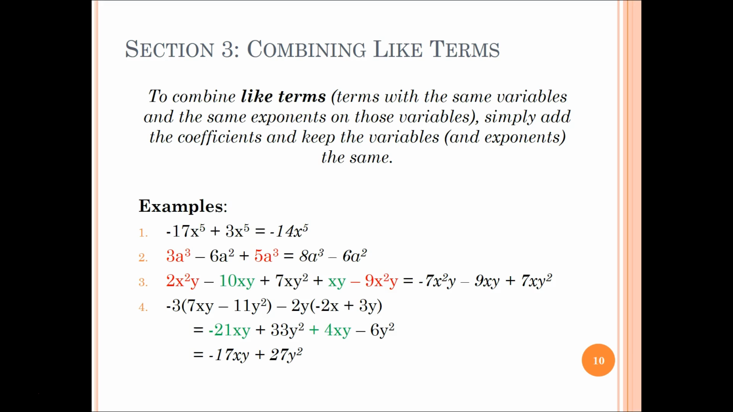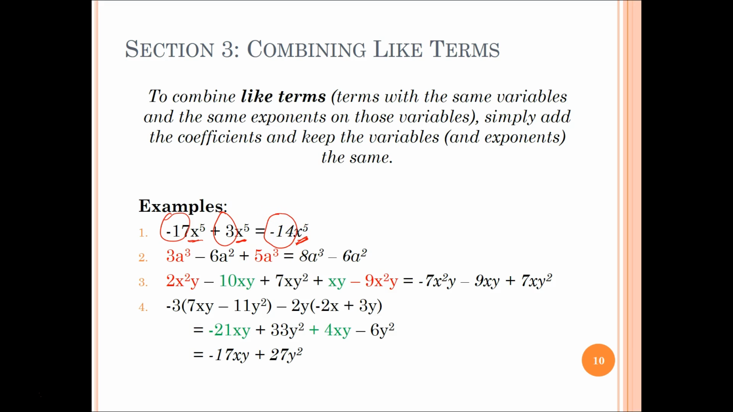So for that reason, we need to talk about like terms that not only involve variables, but also involve variables containing exponents. So think about it. When you add things together, like for instance, let's say we have negative 17 of this, plus another 3 of this. It would be negative 17 plus 3, which is negative 14 of this.